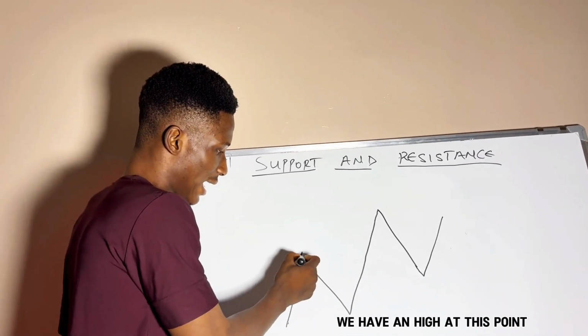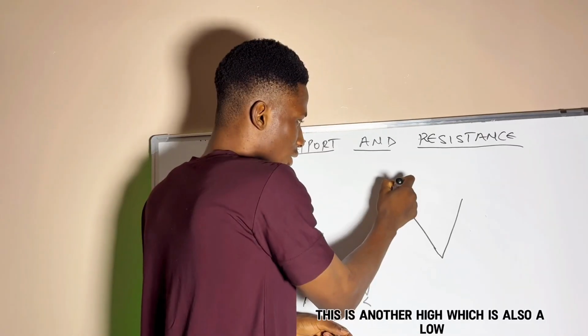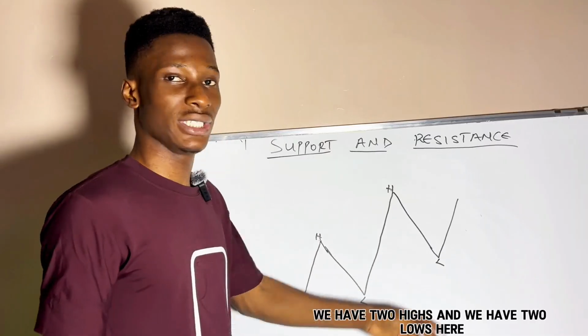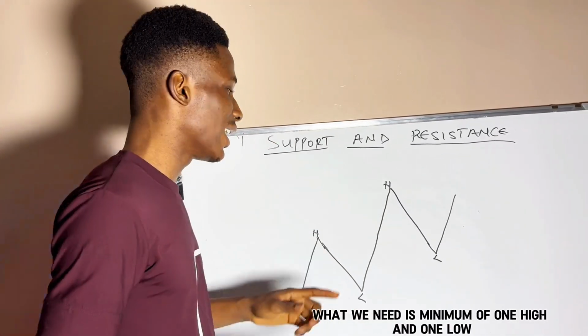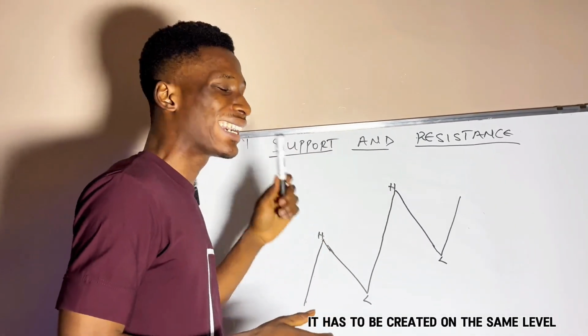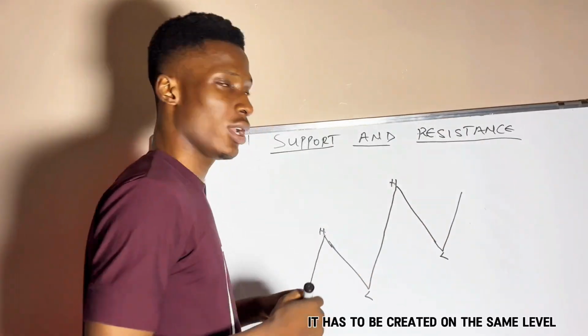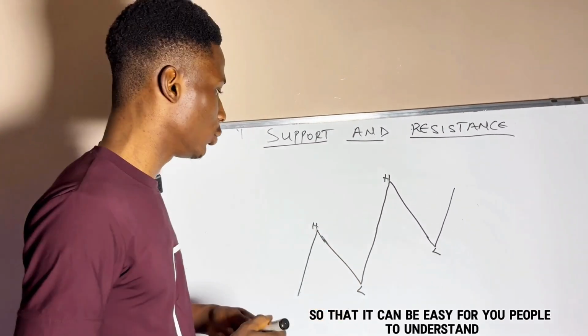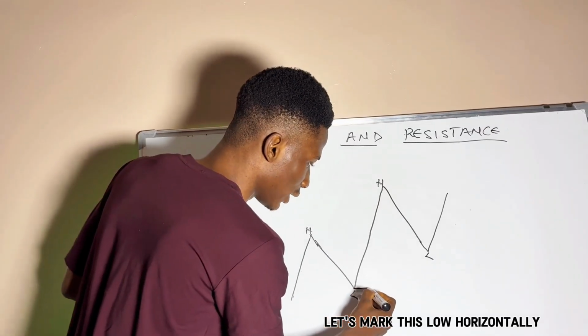We have a high at this point. This is a low. This is another high, which is also a low. We have two highs and we have two lows here. What we need is a minimum of one high and one low. It has to be created on the same level. We're going to mark out every high and every low so that it can be easy for you to understand. Let's mark this low horizontally.